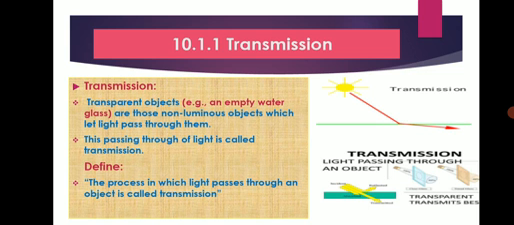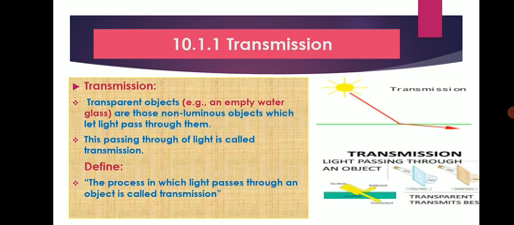Our next topic 10.1.1 is about transmission. Now, what is transmission? Transmission is the passing of light through a medium. The process in which light passes through an object is called transmission. For example, we have a glass of water. When we put a torch on it, the light can pass through it.